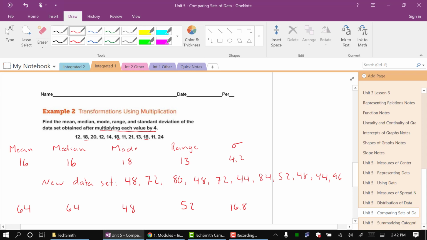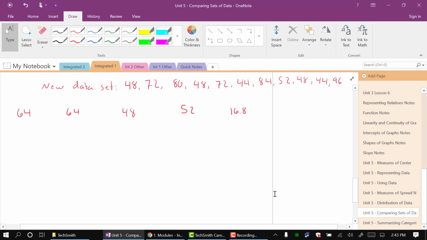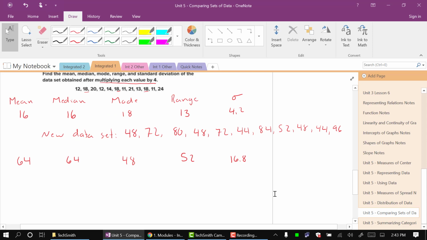So each one of these is adjusted by 4, whereas when we're adding, it's only the mean, median, and mode that are adjusted by whatever our constant is. So go ahead and write a summary at the bottom for doing a transformation through addition or doing a transformation through multiplication.